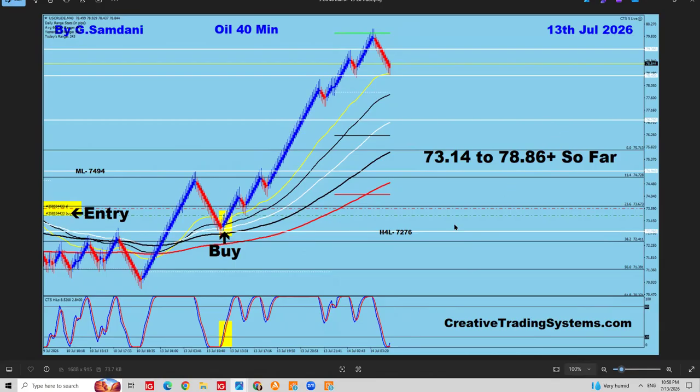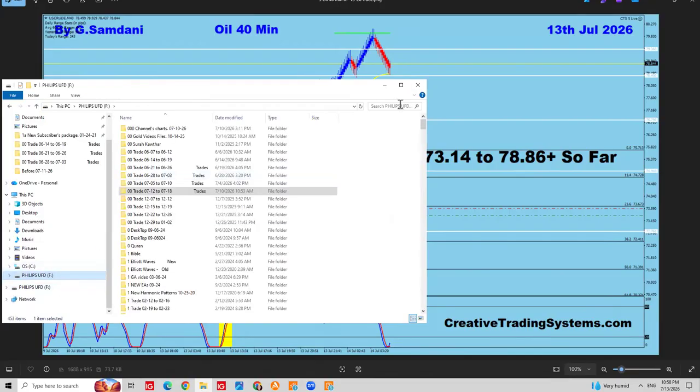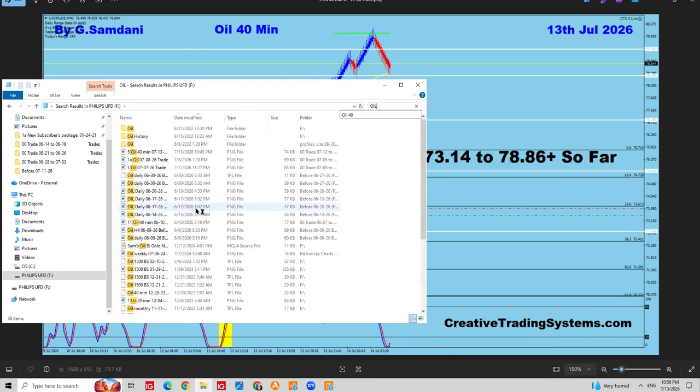But yeah, so I had my oil chart as well showing that this thing is going to bounce. Let me see if I go to oil, maybe daily. I made the daily chart.